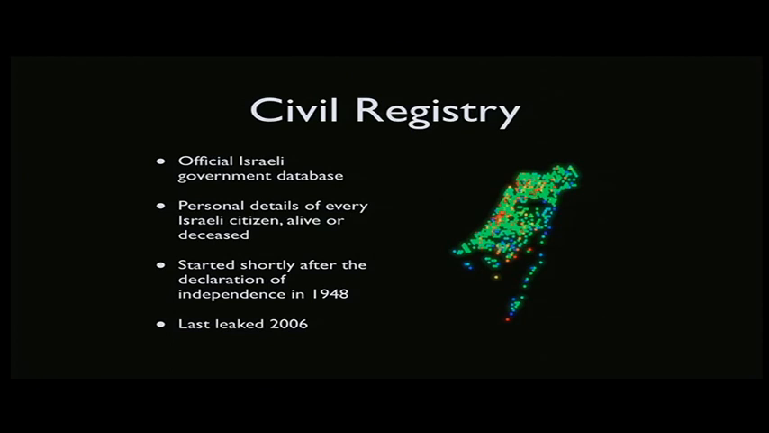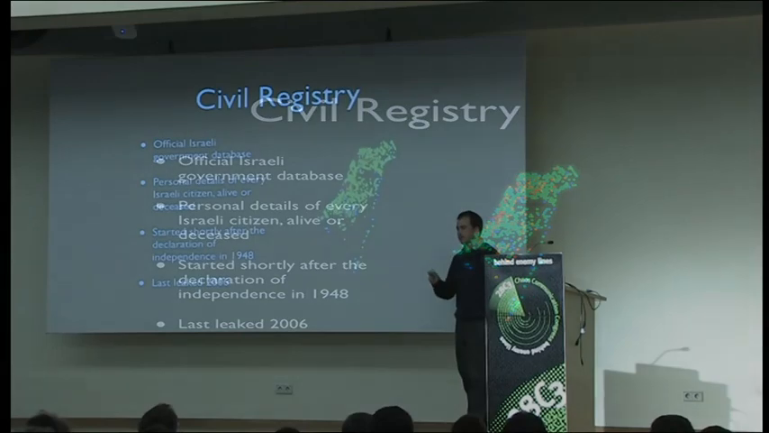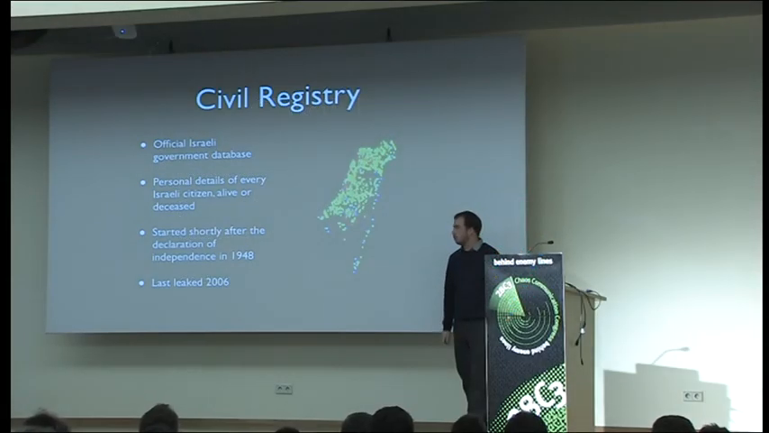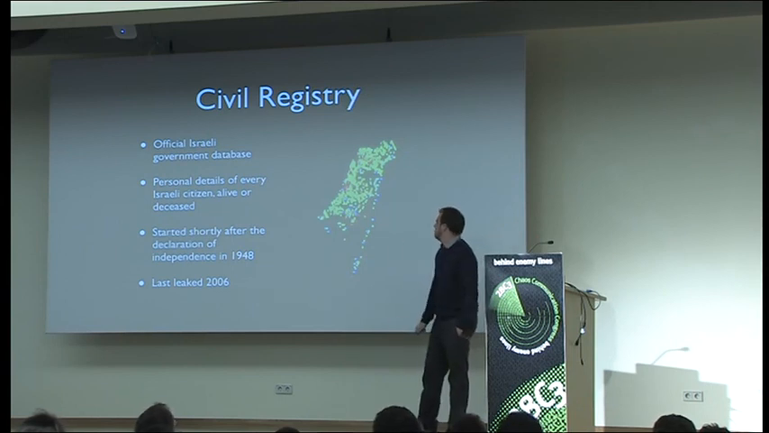All the details of every Israeli citizen are in this database and can be looked up through that horrible UI. This data has been collected in the Israeli census ever since the Declaration of Independence of Israel back in 1948. So data has been collected ever since, and the leak, like I mentioned, started approximately around 2001. It has actually leaked several times, and the last leak happened in 2006.